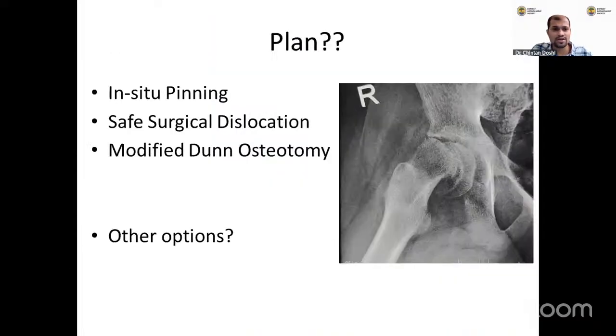Since we are on a case-based discussion, and I was told that we need to plan how one would approach this. When this was presented in a local meeting, those who are not trained in surgical hip dislocation said do in situ pinning and treat the cam later. Surgical hip dislocation was for those who are more trained, and those are a handful of surgeons. Modified Dunn osteotomy again through safe surgical dislocation. And what other options can we do for those who are not practicing these cases very regularly?